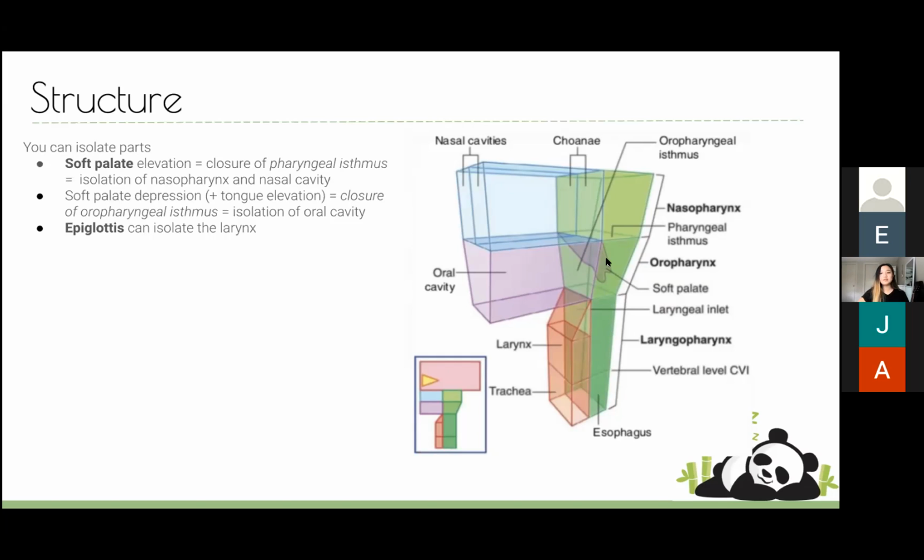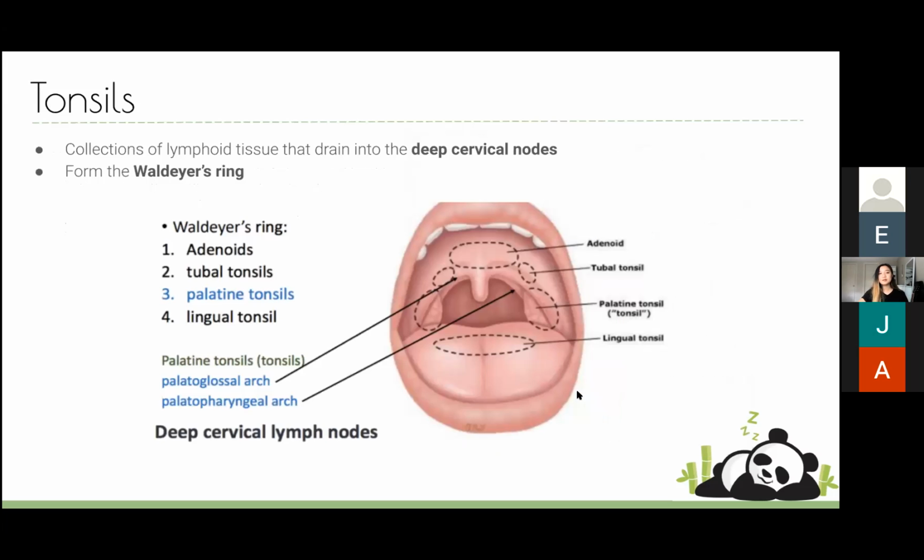If you elevate your soft palate, you can see that you close the pharyngeal isthmus and isolate the nasopharynx from the rest. And your epiglottis can close the laryngeal inlet and isolate the larynx. These are your tonsils. They form Waldeyer's ring.